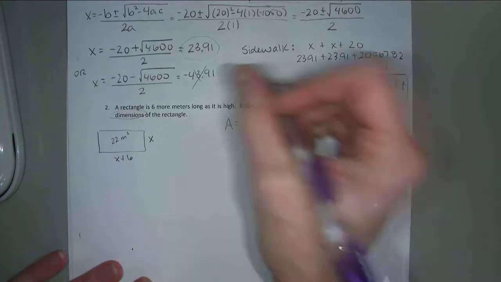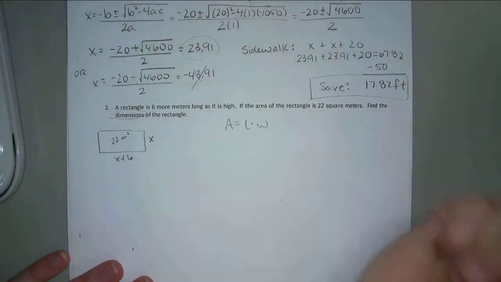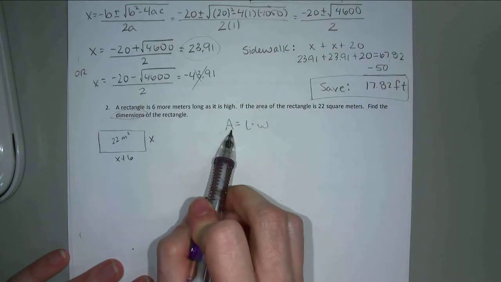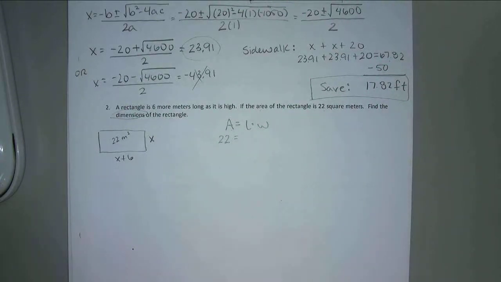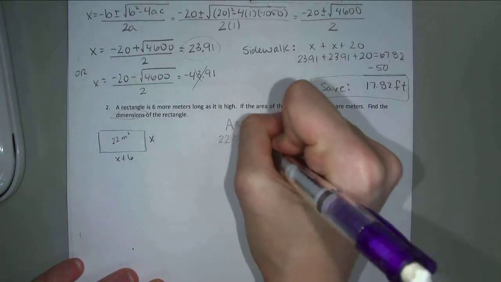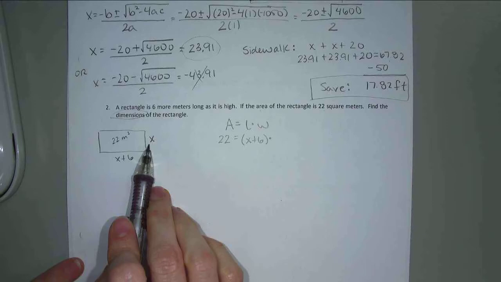Length times width. Do we know the area? Yes. They told us the area was 22, so we'll put a 22 for the A. Do we know the length? Not specifically, but we know it in terms of x. That's x plus 6. So I'm going to put parentheses around my x plus 6. And then do we know the width? Not specifically, but we know it's x.